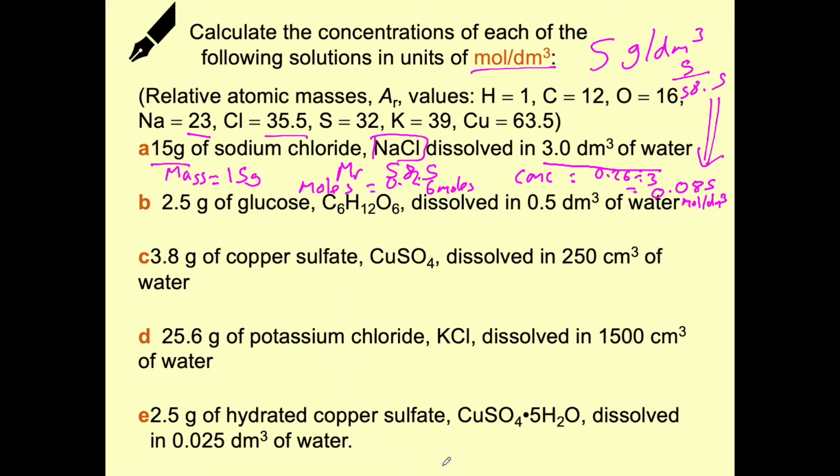Just note with E, that dot there means that we've got 5 water molecules trapped with this CuSO4. So we can work out the MR of CuSO4, the MR of H2O. We then add the MR of CuSO4 to 5 lots of the MR of H2O. So pause the video whilst you have a go at these.